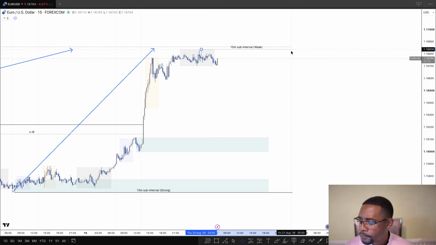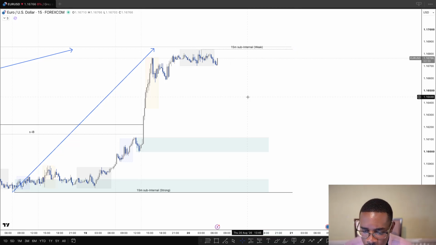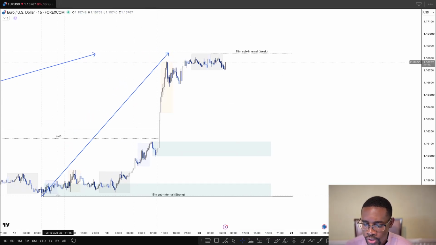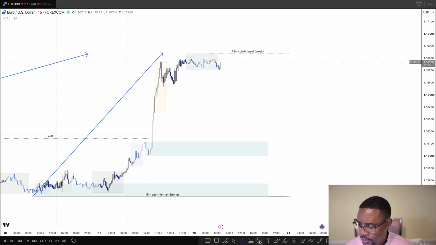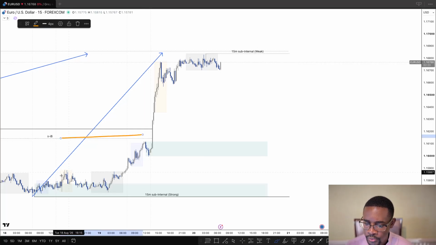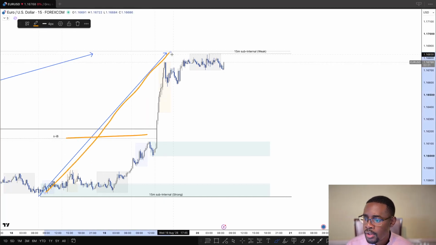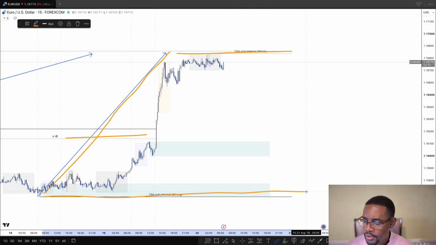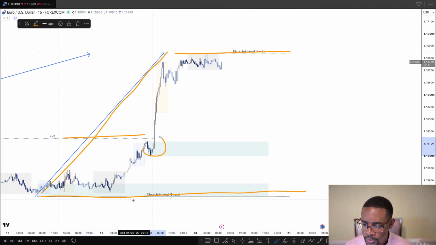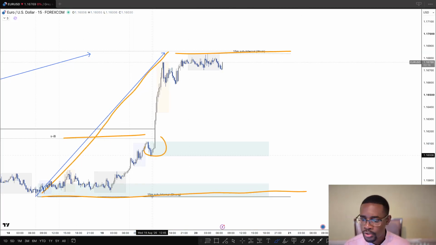So this is the current range. This is our last break of structure. Price pushed up. This is the weak high, this is the strong low, this is my decisional, and this is my extreme.